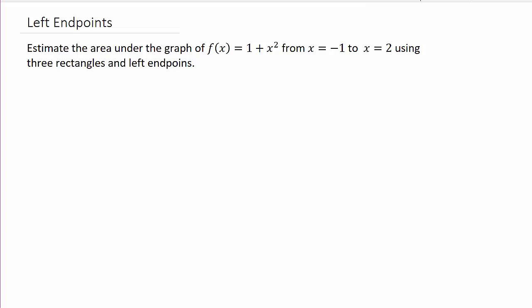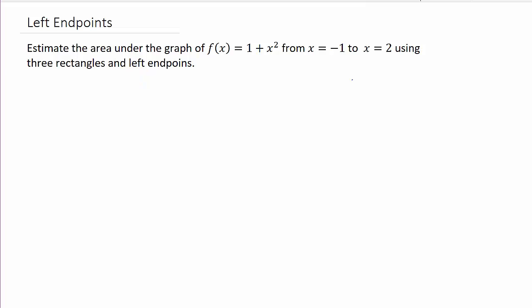Alright, so we're going to approximate the area under a curve from x equal -1 to x equal 2, and the curve is 1 plus x squared. And we're wanting to use 3 rectangles and left endpoints.